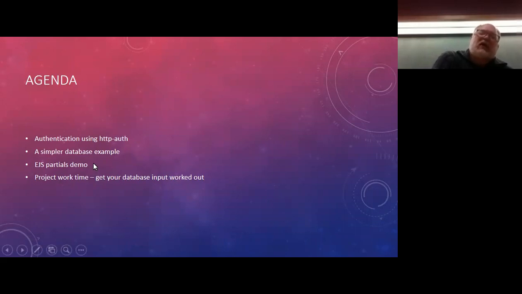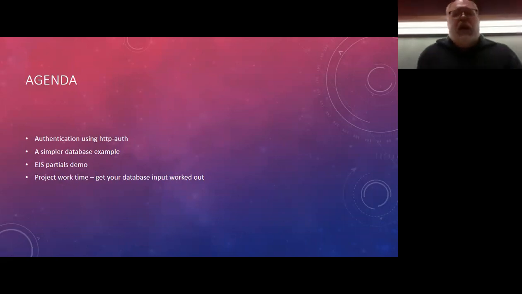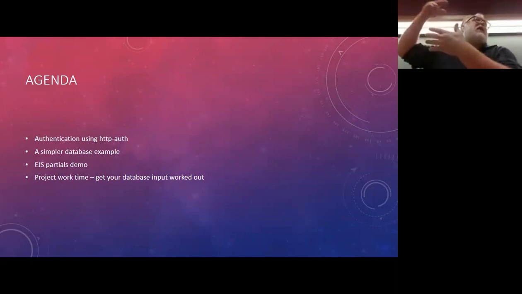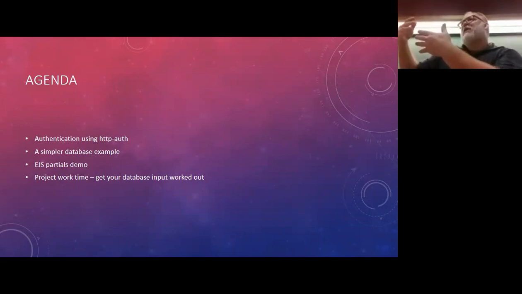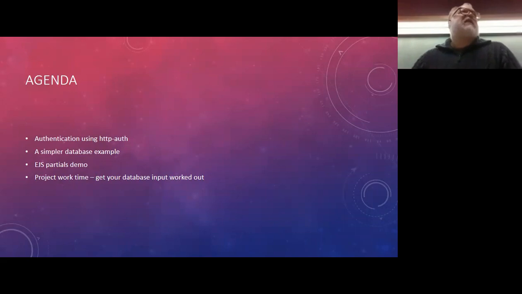And then talking a little bit about EJS partials. We just briefly touched on this last week. And a partial is a way of doing a fragment of a web page, but it's also a way of doing variables and iterating over those variables to display them on a web page in a way that doesn't have to be in a script file, can be part of the page itself. So partials are a really useful concept. We'll be doing a bit of an exercise on EJS partials in here tonight.